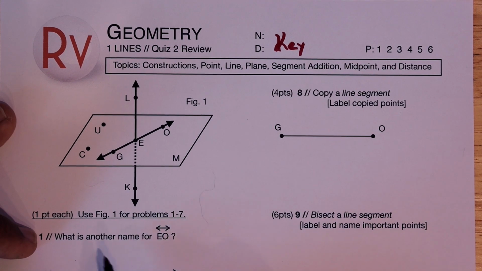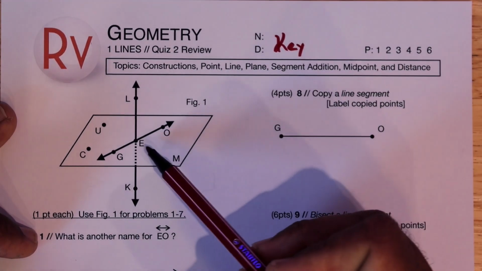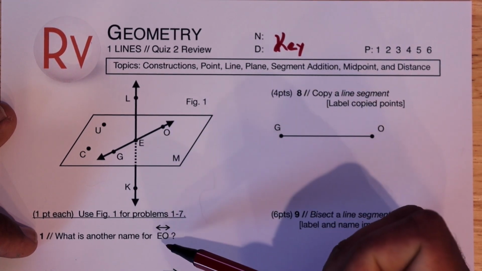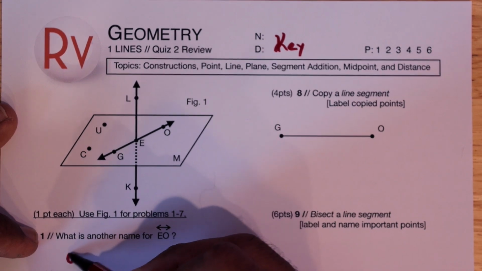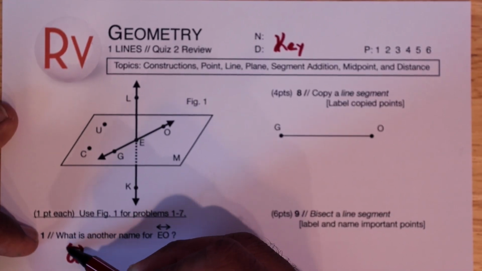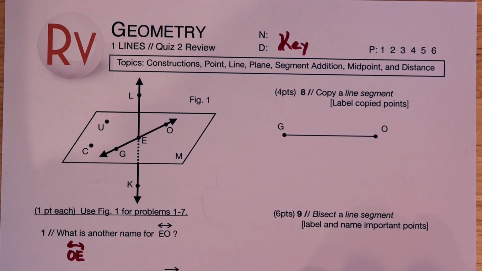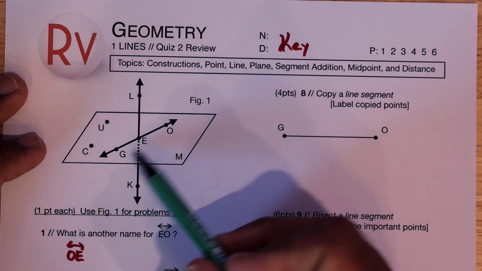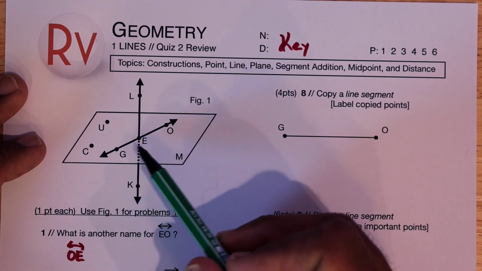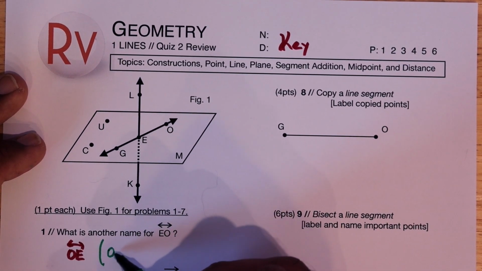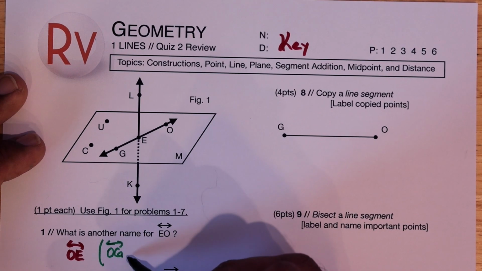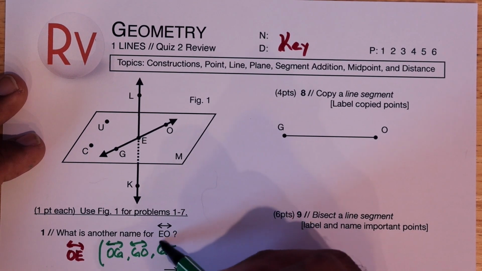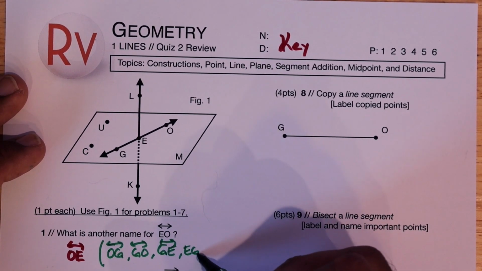So number 1, what is another name for EO? So looking at this line, it's got 2 arrows on it, so it's a line. There's EO. Well, the easy one is just to flip it around. OE. And I'm good to go. Or if I want some alternatives, I can call that GO, GE, or EG. So O, G, 2 arrows, GO, double arrow, GE, and line EG.